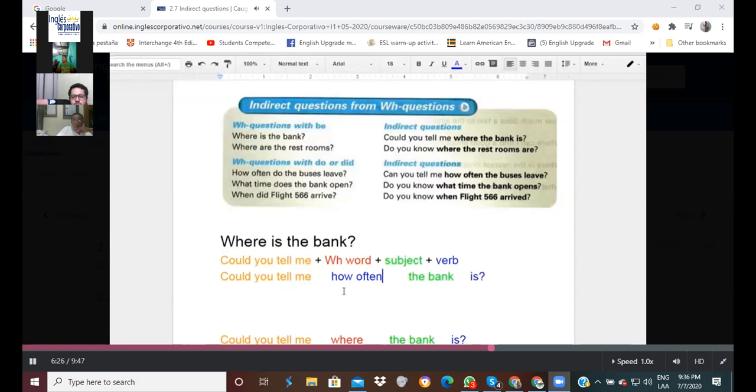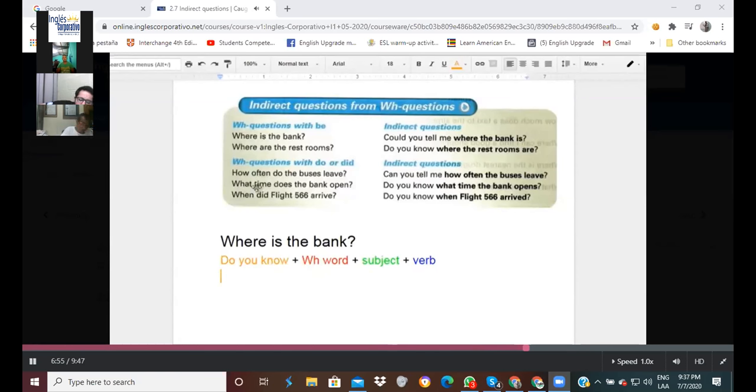All right, and then that is followed by the subject. So in this case, the subject is the buses. And then that is followed by the verb. And so in this case, it's no longer the verb to be, but now it's the verb leave. How often do the buses leave? Could you tell me how often the buses leave?